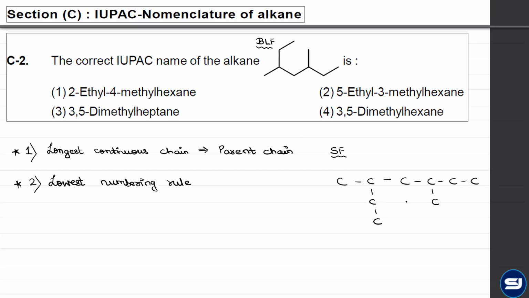Skeleton is ready. Now to make the body, meaning satisfy the valences of carbon with H. This carbon will be satisfied with 3H. Count the bonds, subtract from 4. This is H, H2, H3. Count the bonds, subtract from 4. And you have the SF ready. So this is BLF converted to SF.